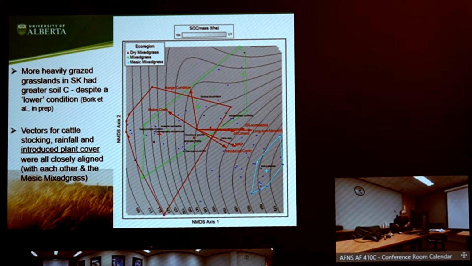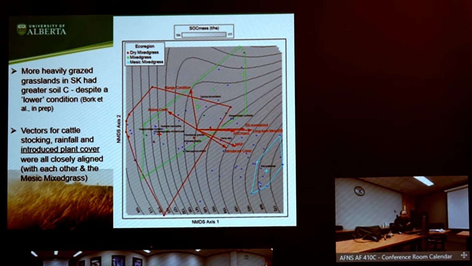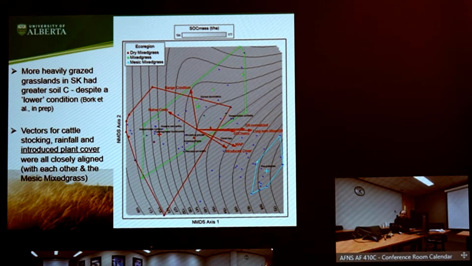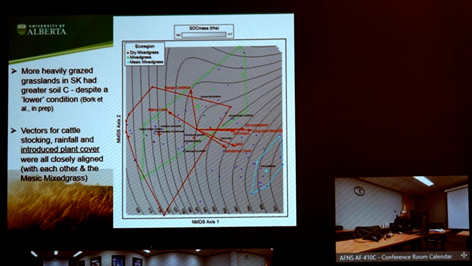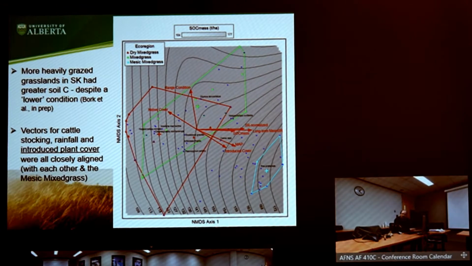In particular, this is called an ordination graph. But the most important thing on here is if you look at the far lower right, you'll see a species called Poa pratensis. That's Kentucky bluegrass, which is the same dominant species that we see throughout much of southwestern Alberta, and coincides very closely with increases in soil carbon in that region.